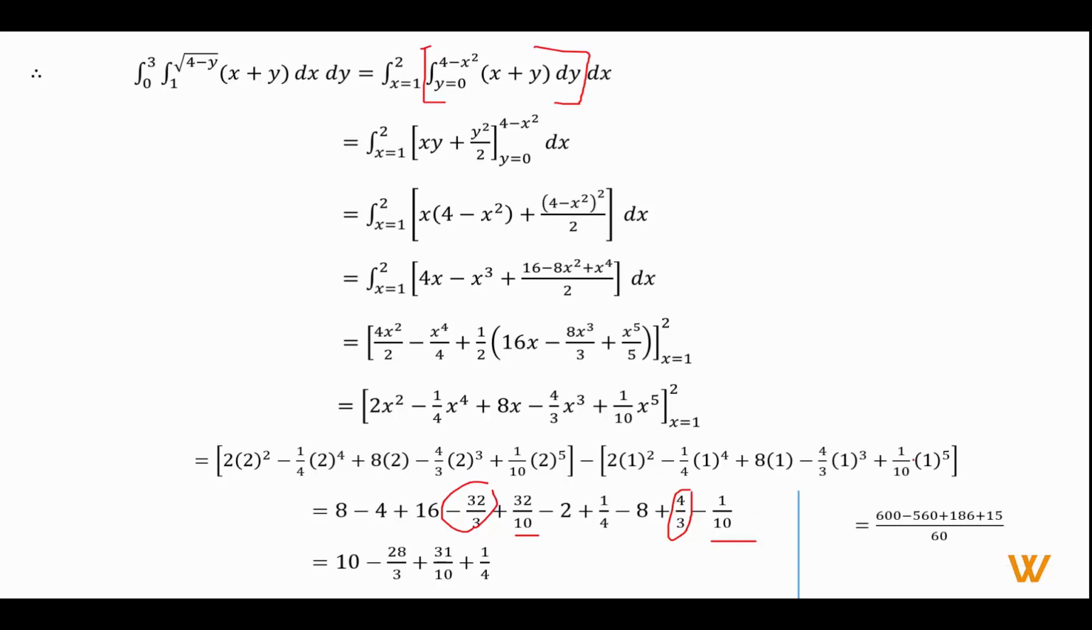So is equal to we get, take the LCM here. LCM of 3, 10 and 4 is 60. So multiply the first term by 60, so we get 600. Multiply this term by 20, 20 into 28, so minus 560. Multiply here by 6, so 186. And multiply here by 15. After simplification, the numerator is 241 by 60, which is the answer.